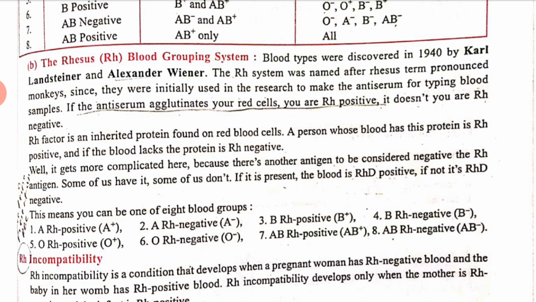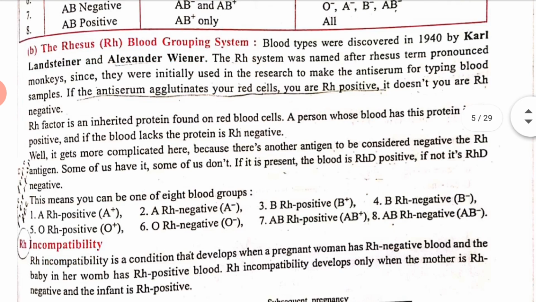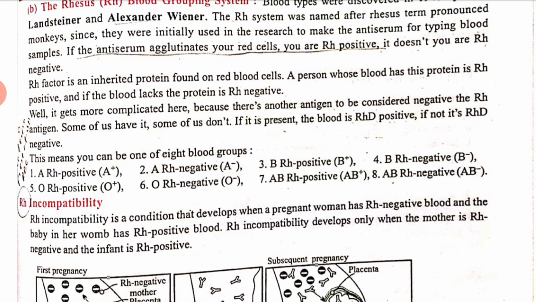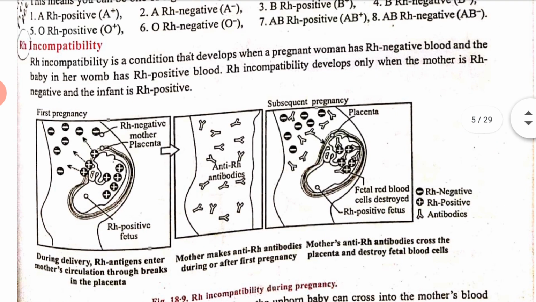Clear? This means you can be one of either blood group, that is, you can see here, yes, A Rh positive, that is A positive, A Rh negative, A negative, B Rh positive, B positive, B Rh negative, B negative. Okay, now what is the incompatibility in Rh? So let's see about it.